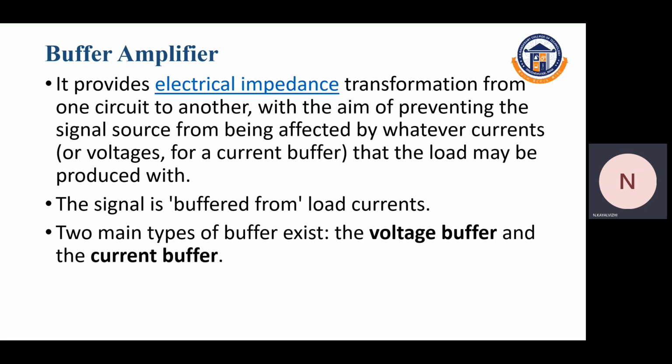For measuring the resistance, we are using a buffer amplifier, normally also called a buffer. It provides electrical impedance transformation from one circuit to another, with the aim of preventing the signal source from being affected by any current or voltage load that may be produced. So the signal is buffered from the load current. There are two main types of buffers: the voltage buffer and the current buffer.